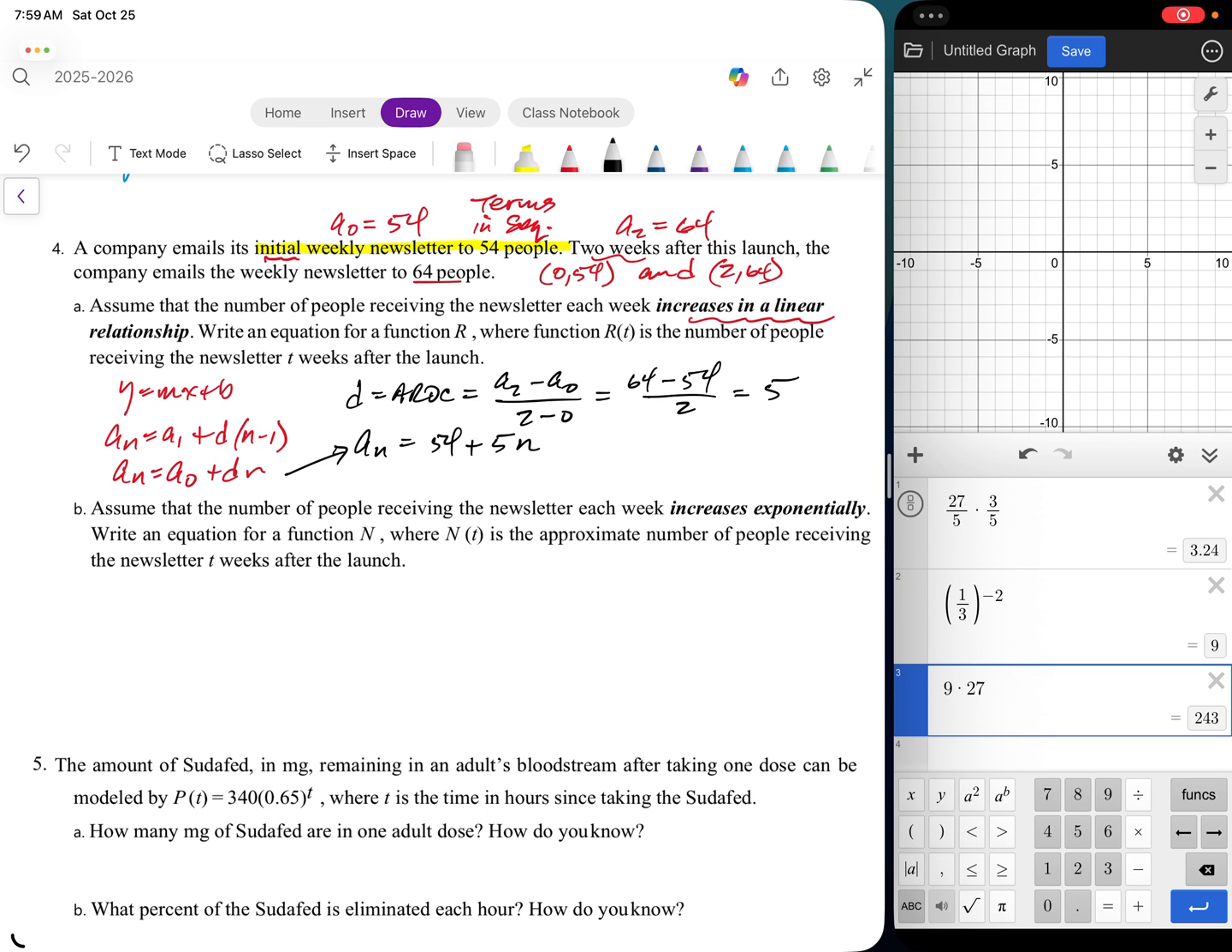But they want you to write it in function notation, R of t, where t is the number of weeks since launch. Okay, so let's do that. So here, R of t is equal to 54 plus 5 times t. This is function notation. And this right here is sequence notation.